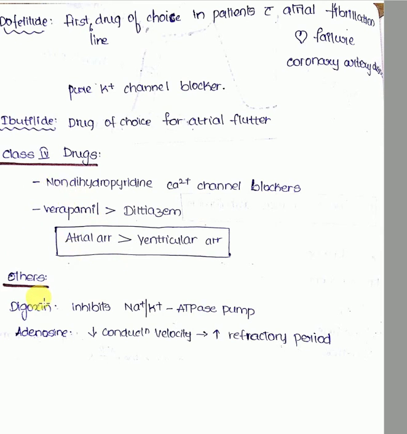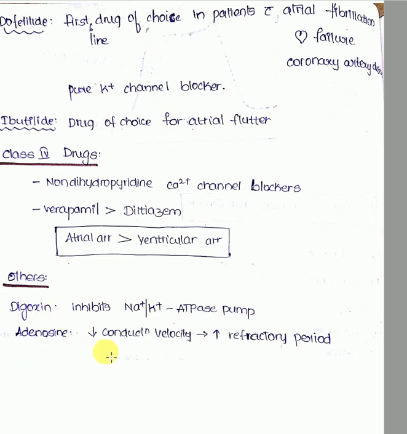And others, miscellaneous, are digoxin, adenosine, and magnesium sulfate. And here we are studying digoxin and adenosine. Digoxin is a sodium potassium ATPase pump inhibitor, that is, it inhibits the sodium and potassium channels and thus reduces the sodium influx and potassium efflux in depolarization and repolarization respectively.